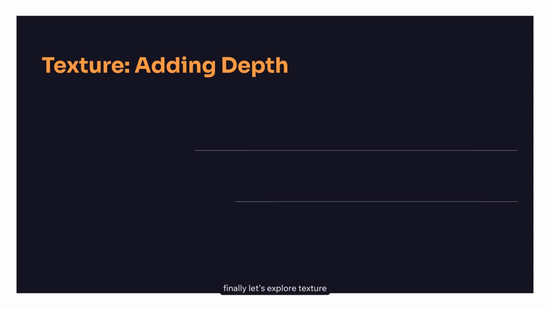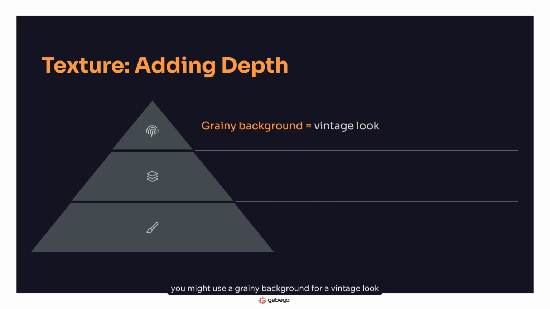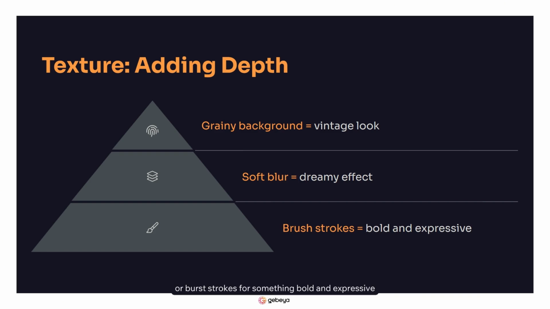Finally, let's explore texture, the element that adds depth and personality. Texture can be real, in print, or visual in digital design. It's what makes something feel touchable, even if it's on a screen. You might use a grainy background for a vintage look, a soft blur for a dreamy effect, or burst strokes for something bold and expressive. Texture makes your design feel more human and alive.